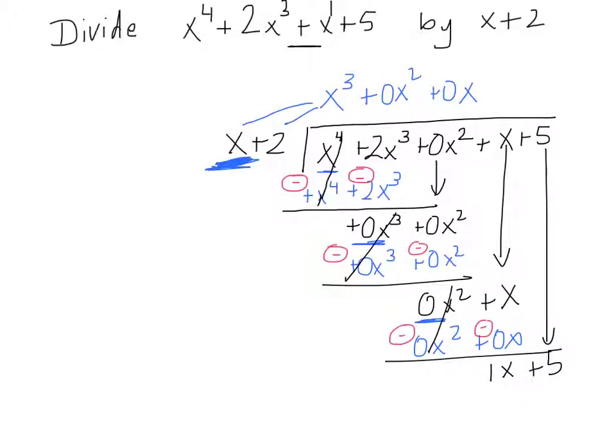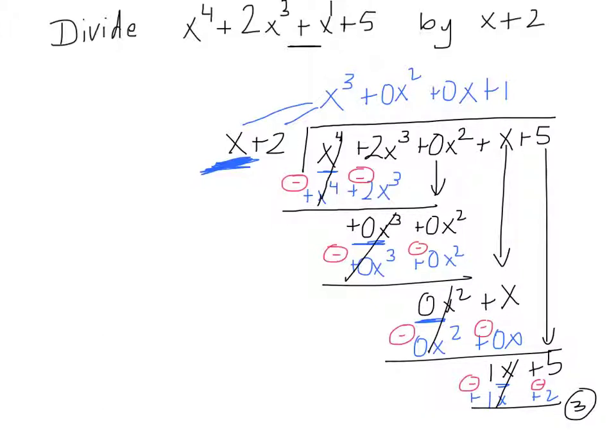Now, what do you multiply times x to give you 1x? That's going to be plus 1. Distribute that 1, get 1x, positive. 1 times 2 is 2. Remember to switch those signs. First two terms give you 0, cancel out. 5 minus 2 is 3.